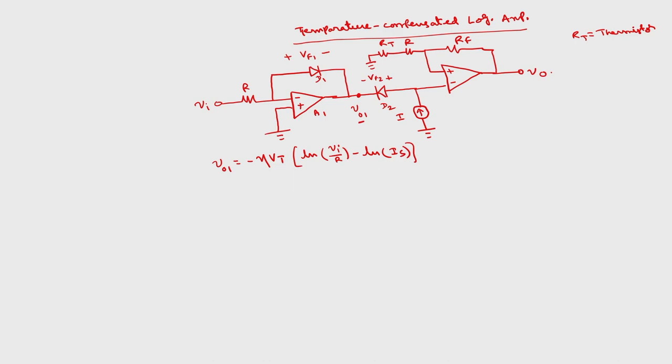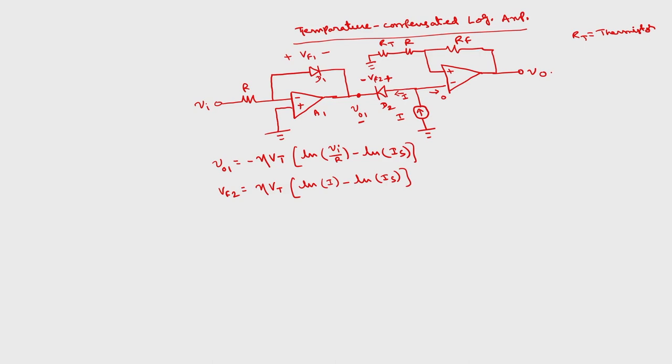Now, what about the expression for Vf2, the voltage across the diode D2? The current here is 0, so the entire current I will flow through this one, and the reverse saturation current is Is itself. So, this is equal to eta Vt times ln I minus ln Is. This is the forward voltage across this diode D2.